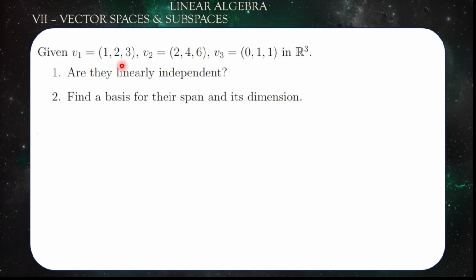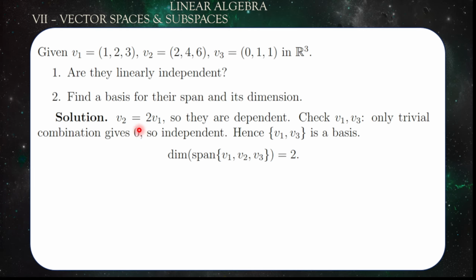Given v1 equals (1, 2, 3), v2 equals (2, 4, 6), and v3 equals (0, 1, 1) in R3. Three vectors. Are they linearly independent? Find a basis for their span, and its dimension. Again, you can pause first and then come back later to the solution if you want to try to solve it.